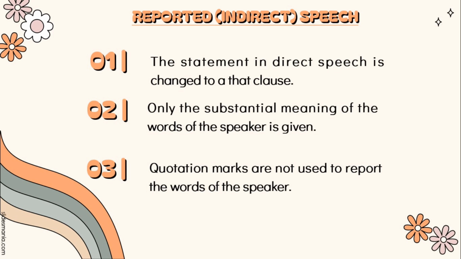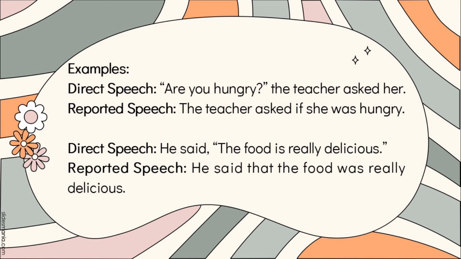Okay? So now, for example, we have here some examples. First, let's have a direct speech so we can compare the two, okay? Direct speech: "Are you hungry?" the teacher asked her. So when we are going to convert it into reported or indirect speech, the result is: the teacher asked if she was hungry. So as you can observe, in the direct speech, may quotation mark siya, may quoted part, and it highlights the exact words of what the speaker said.